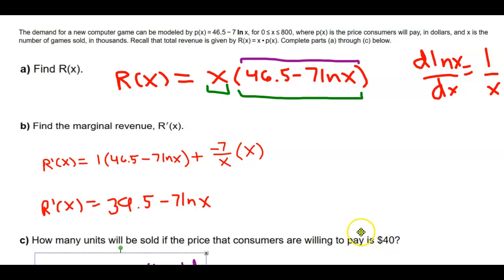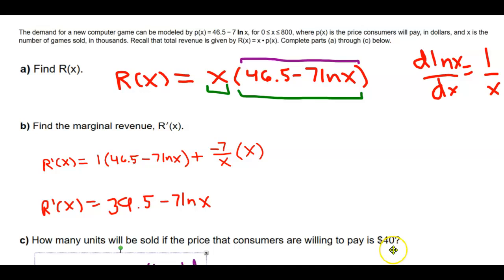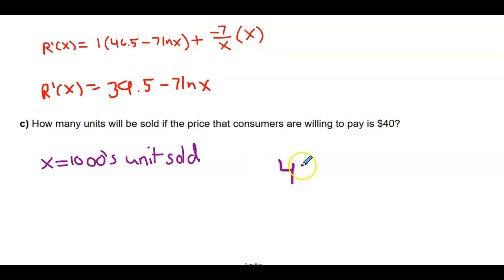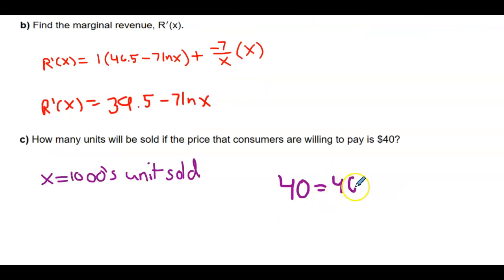So it turns out the function we want is actually given in the verbal description up here, where it tells us the price that the consumer will pay is a function of x, the number of units sold. So we just have to make sure we plug this 40 into P of x and then solve for x. So 40 is P of x, the price, and that is equal to 46.5 minus 7 natural log of x. And now we're looking to solve for x.